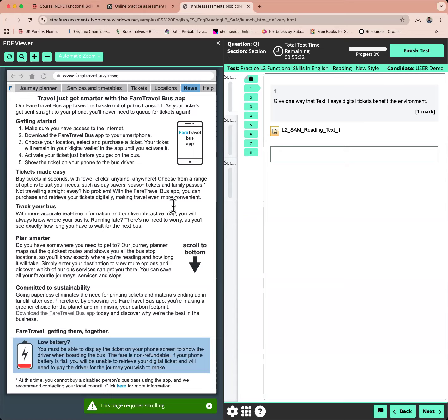And towards the end, if you see very carefully, there's a star or an asterisk, and it says at this time you cannot buy a disabled person pass using the app, and we recommend contacting your local council. Click here for more information. So some additional information on, if you want family passes, for example, there is a bit mentioned here with the asterisk. Or if you're disabled, you need wheelchair access, things like that. What they're saying is you need to get in touch, and this app would not have that facility. So some additional information is provided as a footnote, and that asterisk relates to this part.